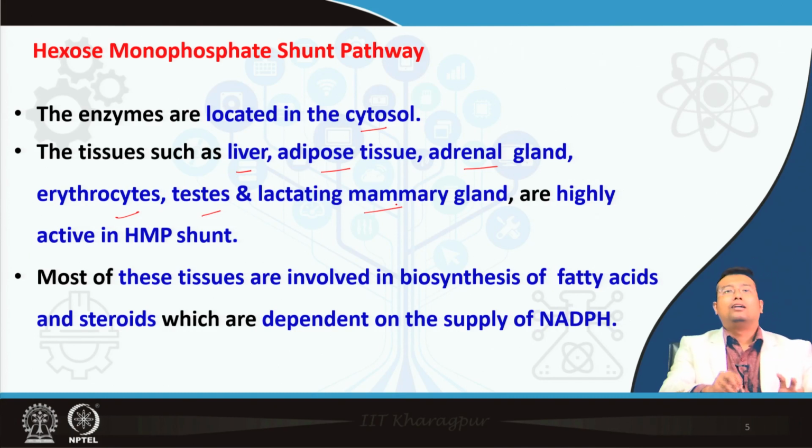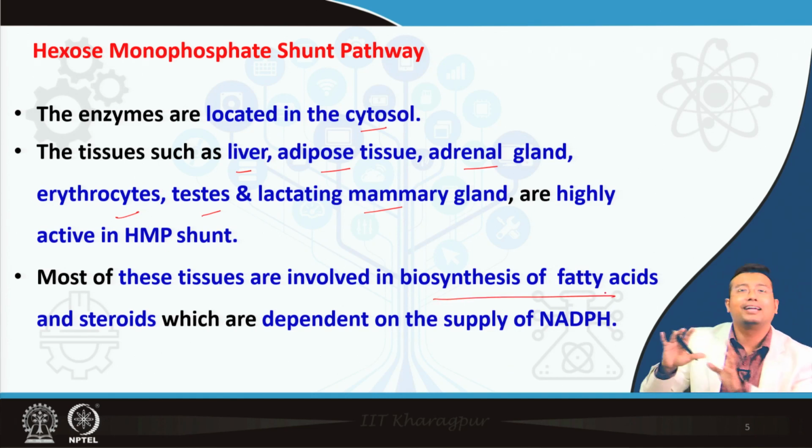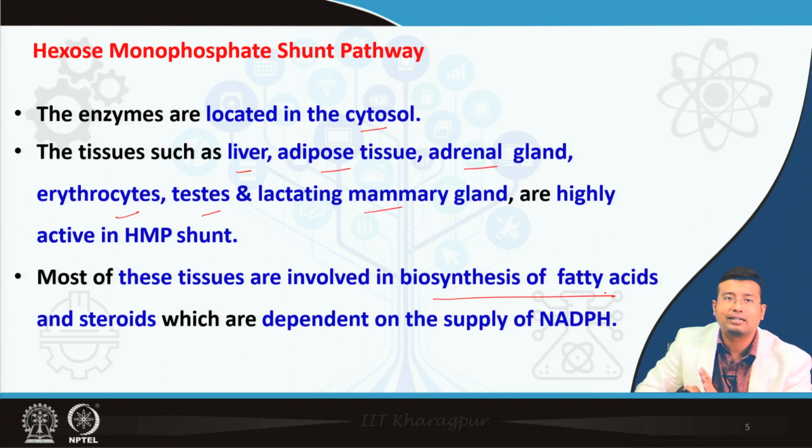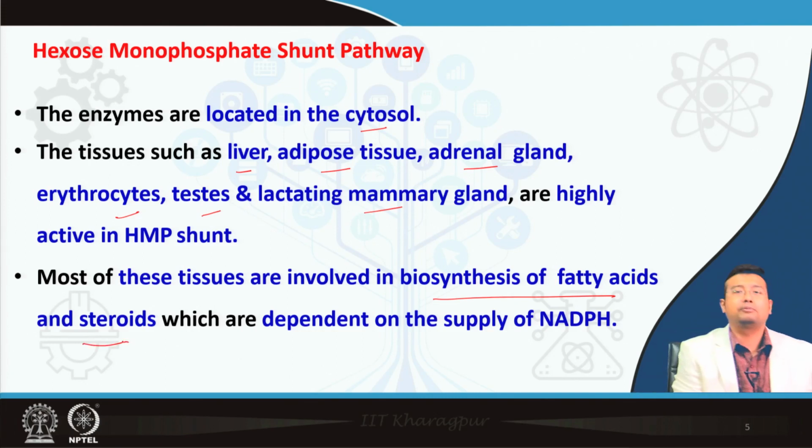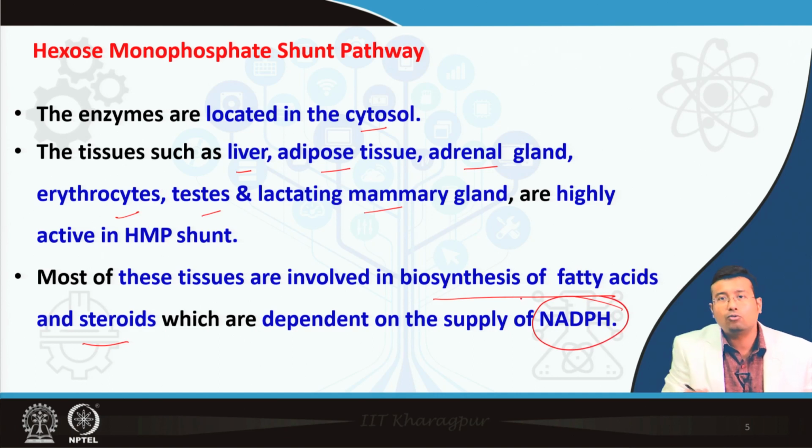So, why is it important in these tissues? Because most of these tissues are involved in fatty acid biosynthesis, a topic that will be covered again later when we are dealing with lipid metabolism. It helps in biosynthesis of fatty acid and steroid, which is dependent on the supply of NADPH. And I told you, whenever we need NADPH, we need HMP shunt.